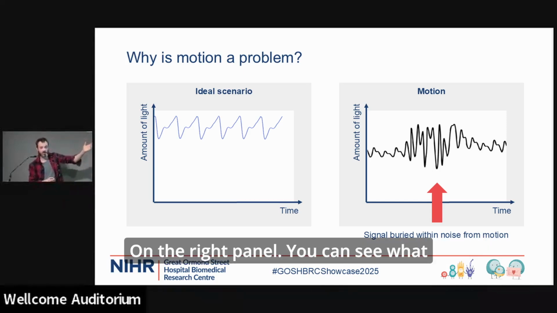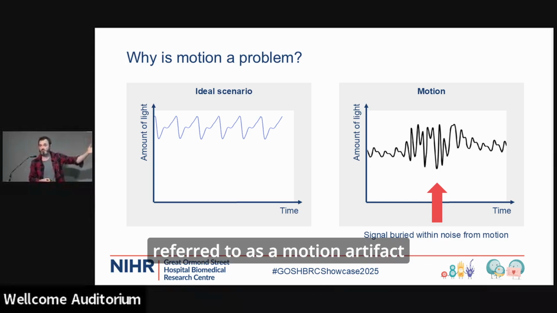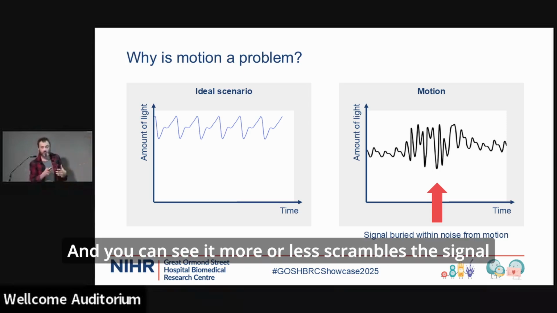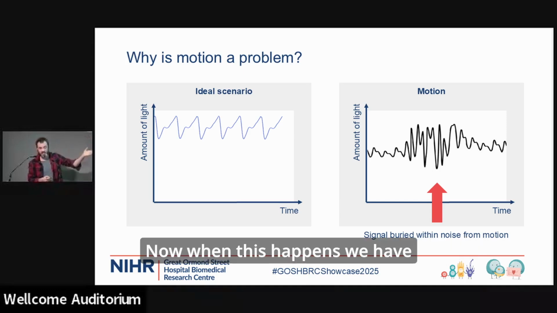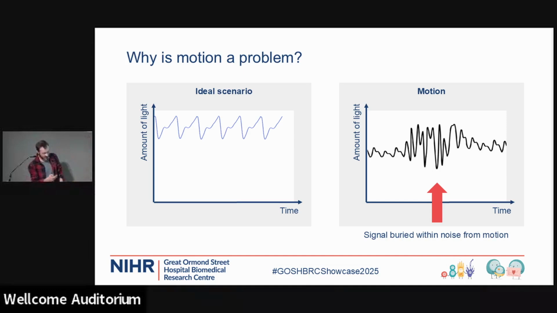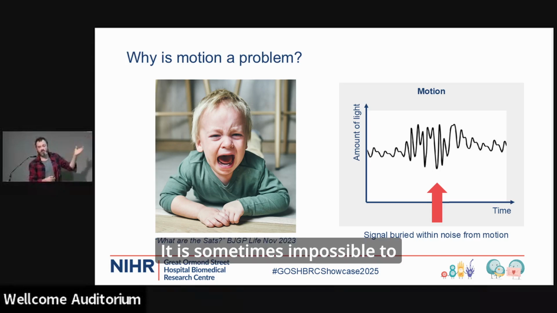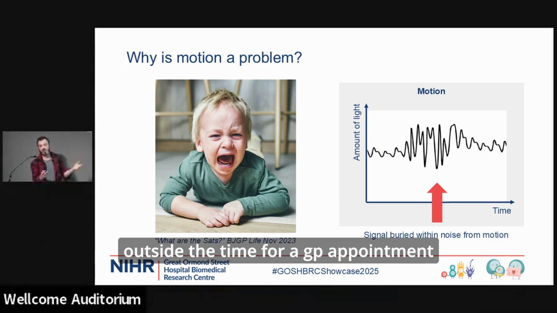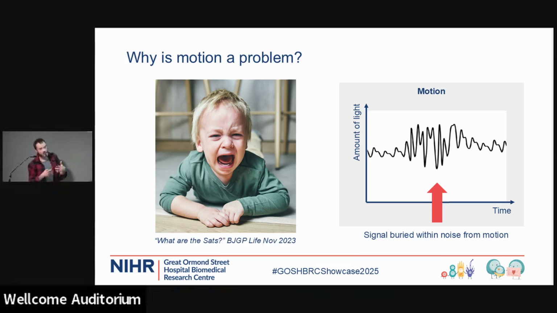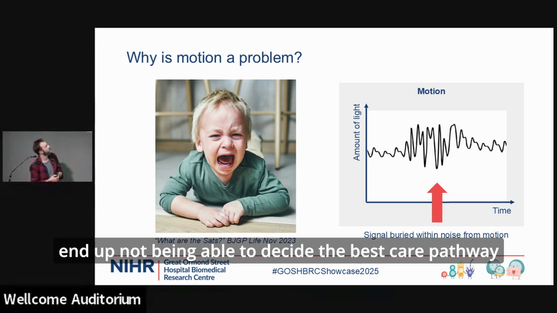On the right panel, you can see what happens when the patient starts squirming. So these spikes you can see are what's typically referred to as a motion artifact. And you can see it more or less scrambles the signal so that we cannot actually detect these peaks cleanly. Now, when this happens, we have to start the measurement again. And you can imagine that this is particularly a problem if you're trying to take a measurement from a toddler. It is sometimes impossible to take a measurement from a toddler. It can change a 10-second measurement into a 10-minute measurement, and it can fall outside the time for a GP appointment. So what happens? We don't end up taking an O2 sats measurement, and we end up not being able to decide the best care pathway.